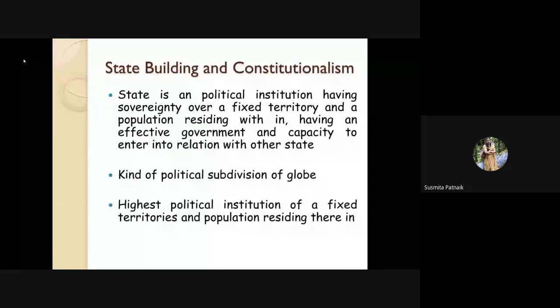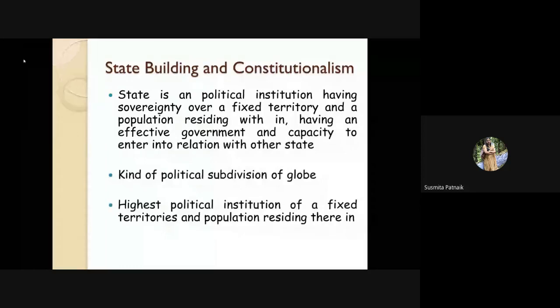Then it is the highest political institution of a fixed territory and the population residing therein. The state is a political institution, and at the same time, the people are living within a fixed territory. The people are not living outside the territory, but inside that fixed territory. They have a definite or limited boundary when they are enjoying the political system.